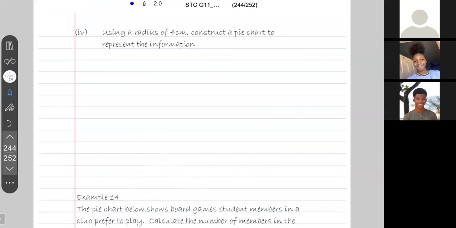All right, next we're told, using a radius of 4 centimeters, we're to construct a pie chart to represent the information. All right, so I'm going to draw my circle. What I normally do, well, first of all, they said that the radius of the circle should be 4 centimeters. So I normally start out with the center.